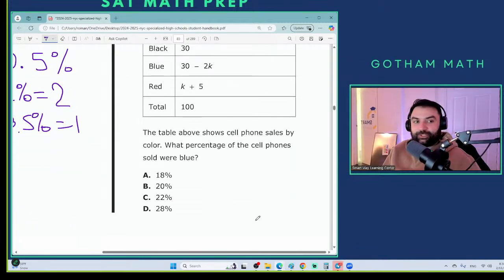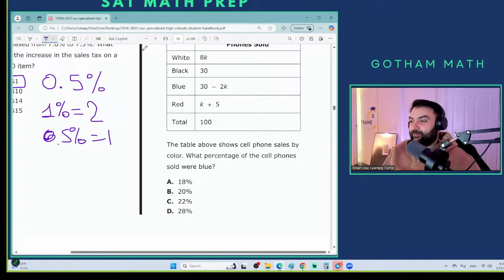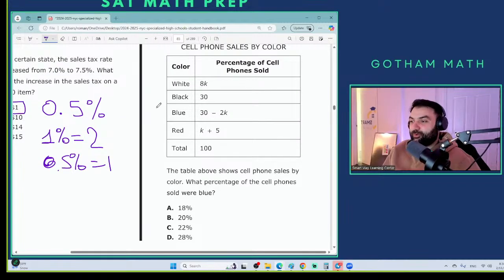Last question of the day. I'm talking like a show host. The table above shows cell phone sales by color. What percentage of cell phones sold were blue? Okay, let's add everything.